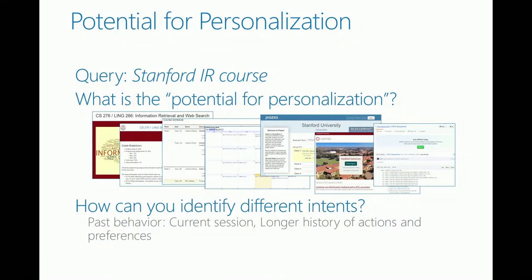So there are lots of things you could do, right? You could look at past behaviors. Even in the current session, you could look at longer history of interaction and preferences. You could also look at contextual metadata: location, time, what device you're on. All of those things are going to matter in terms of what's relevant for a particular query.